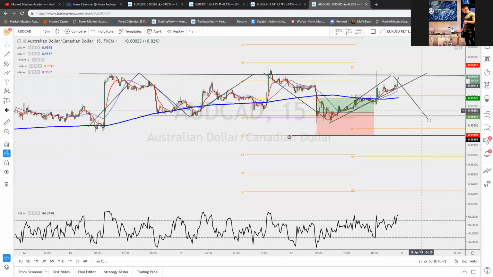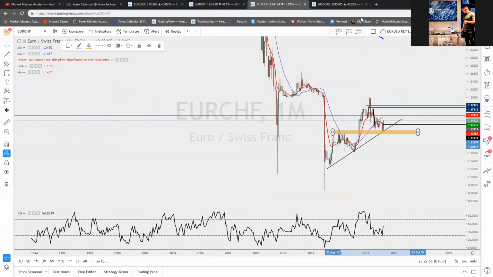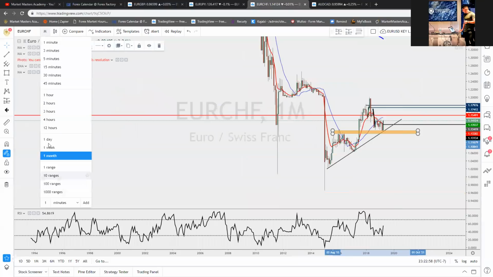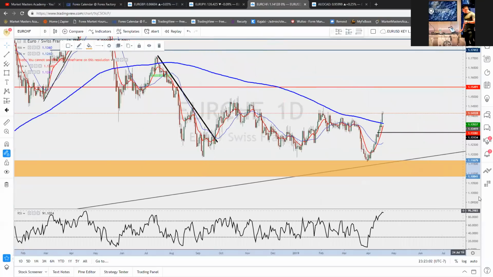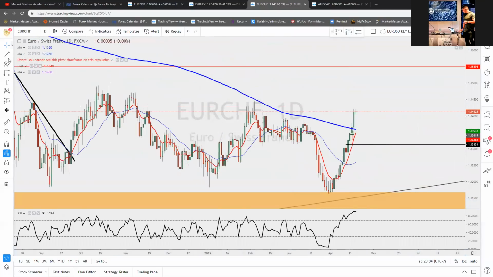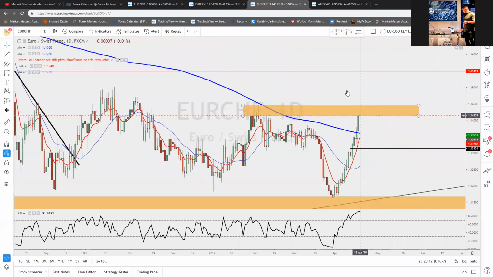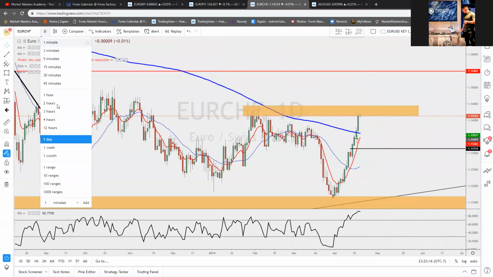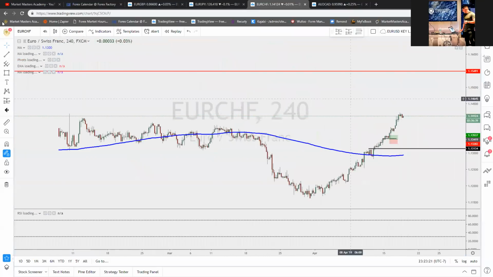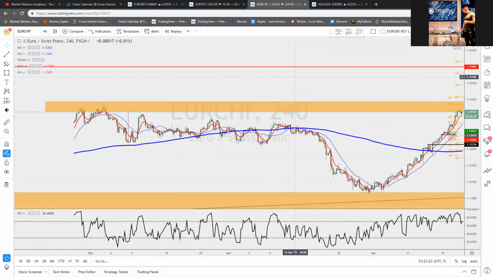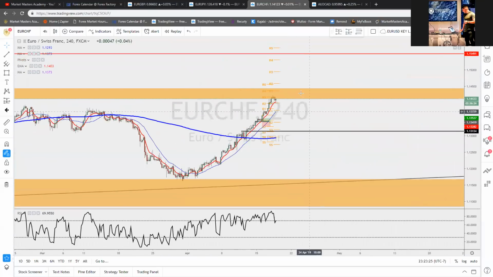Yeah, keeping an eye on that one. I'll do more analysis on that one, but let me look at Euro CHF. So, checking out the daily. We have this area that's like a zone right here. Right now it's hitting that zone. Might be doing an engulfing, or not engulfing, that morning star pattern or evening star pattern.